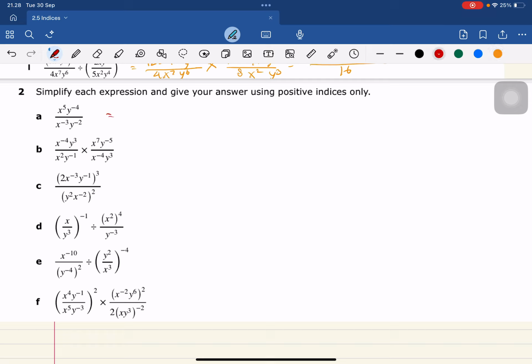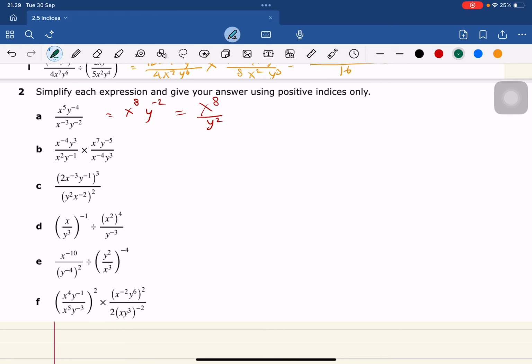Okay, let's do it. X with x is gonna be x power of 8 because 5 minus minus 3 is gonna be 8. And then y, minus 4 minus 2 is minus 2. Okay, let's make it positive. So it's gonna be x power of 8 divided by y power of 2.